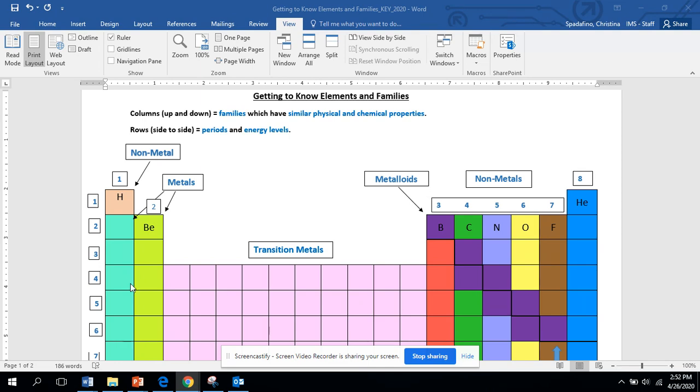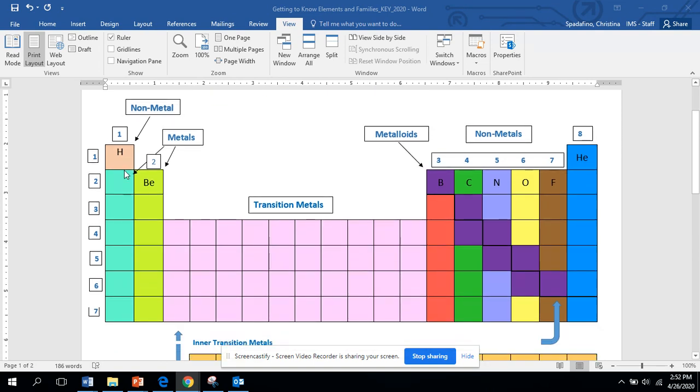And then you're going to take 3 colors. You can use whatever colors you want. You don't have to follow these colors that are from Microsoft Word. Completely up to you. But you want hydrogen to have its own color. And then you want the rest of this first column, the rest of the first family, the alkali metal family, to be a color. And then you want family number 2, which is our alkali earth metals, to have its own color as well.